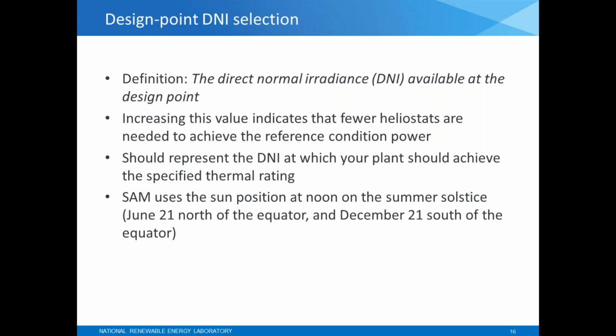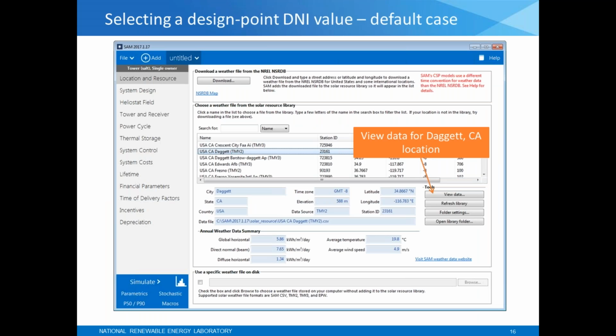For this DNI, SAM uses the sun position at noon on the summer solstice, which is June 21st, or December 21st if you're in the southern hemisphere. So it uses that particular sun condition to evaluate the thermal performance of the system.